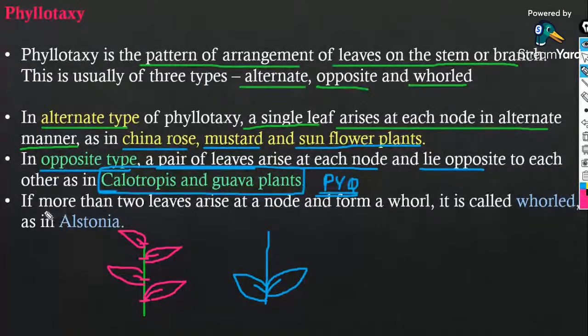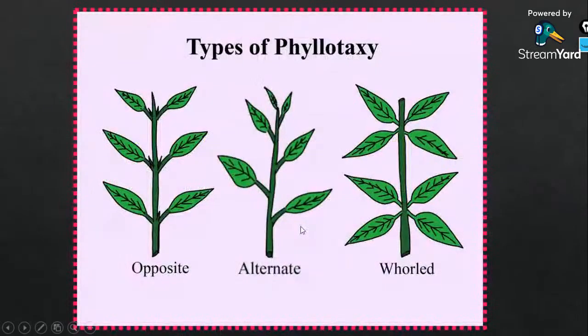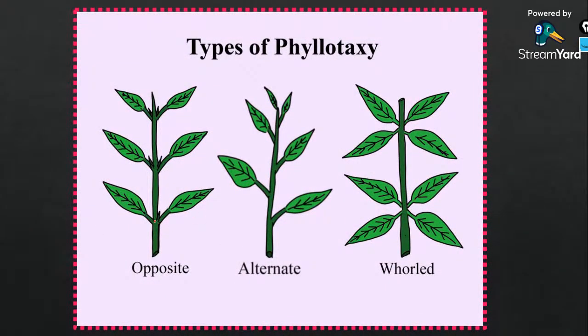If more than two leaves arise at each node and form a whorl, it is called whorled phyllotaxy, as in Alstonia. Okay, in Alstonia you will find whorled phyllotaxy. I will show you the image. Look. In opposite, a single node has two leaves opposite to each other. Here, one node, one leaf, second node, they are alternately arranged.